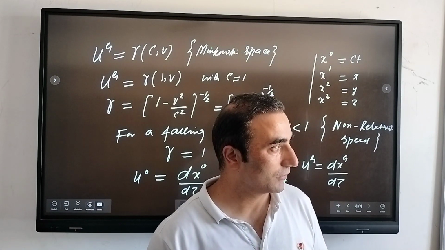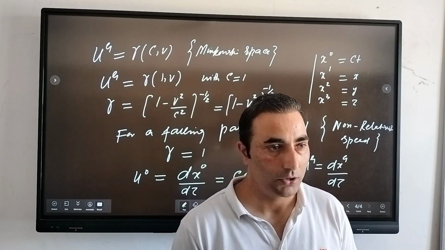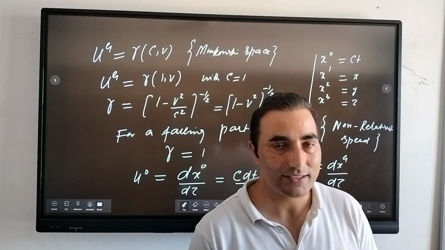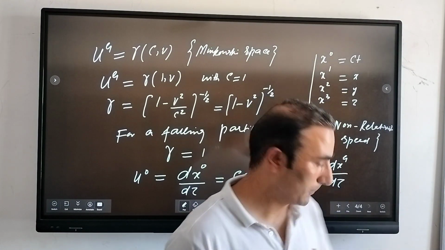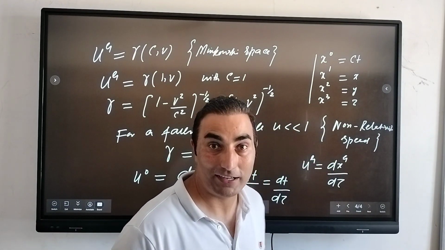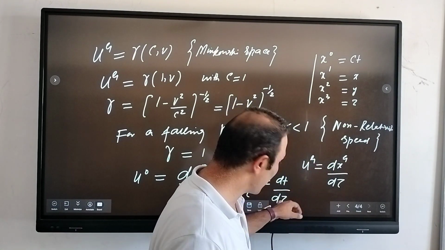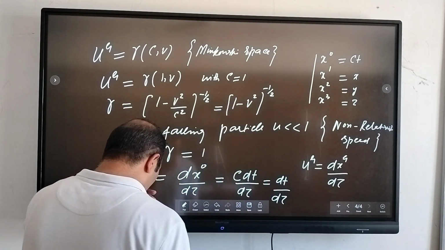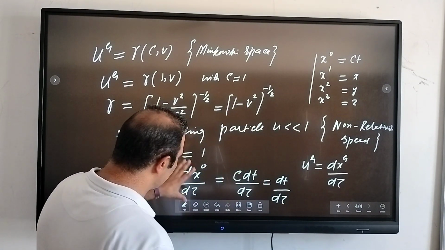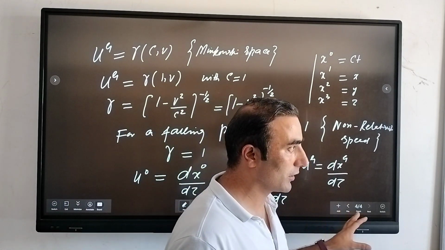Proper time is that time which is the same for the person who is at rest or the person who is in some new frame of reference, right? So that's called the proper time. These are two different times. So dt by dτ, right? This is our improper time and this is called proper time. This is basically how you write the time component of the four velocity.